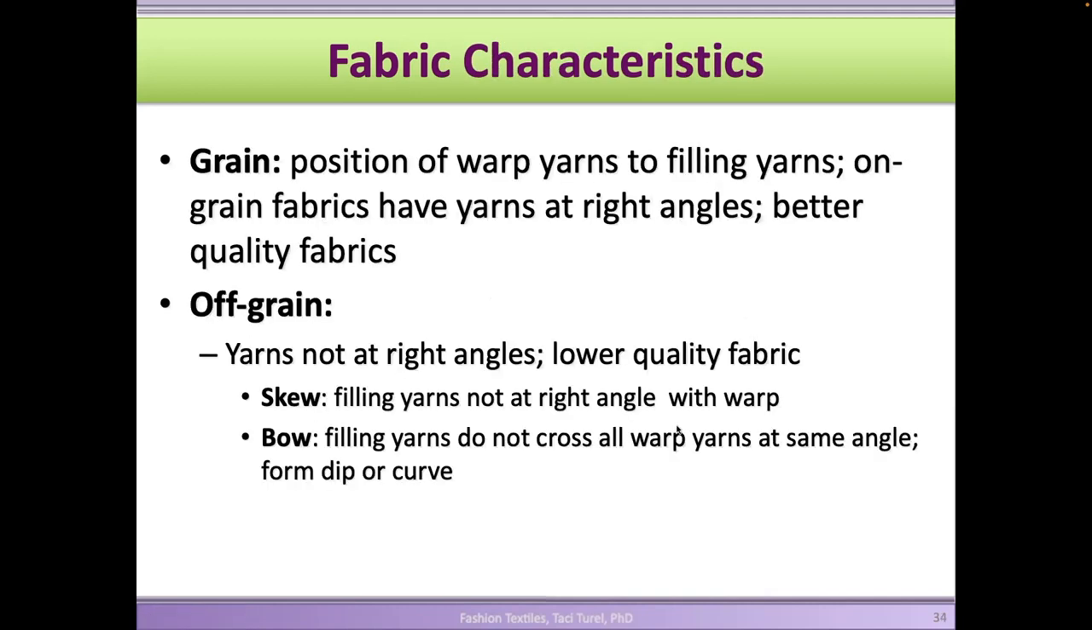The grain is the position of warp yarns to filling yarns. So your grain line is always in the direction of the warp yarns. And if a fabric doesn't have a very straight grain, we call it off grain. That's usually a defect. We sometimes call it skew if the yarns have a certain angle to the warp, or we sometimes have a bow, which means filling yarns do not cross all warp yarns at the same angle.